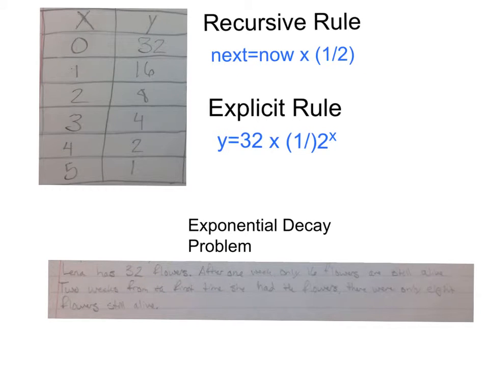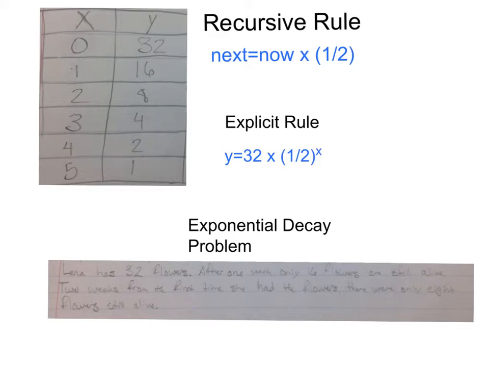This is exponential decay, and the recursive rule is next equals now times 0.5. The start is 32. The explicit rule is y equals 32 times 0.5 raised to the x power. The exponential decay problem is Lena has 32 flowers. After 1 week, only 16 flowers are still alive. 2 weeks from the first time she had the flowers, there were only 8 flowers still alive.